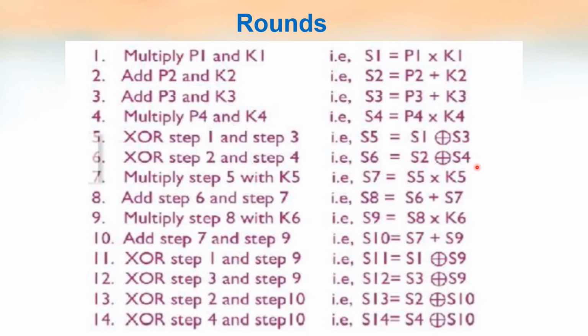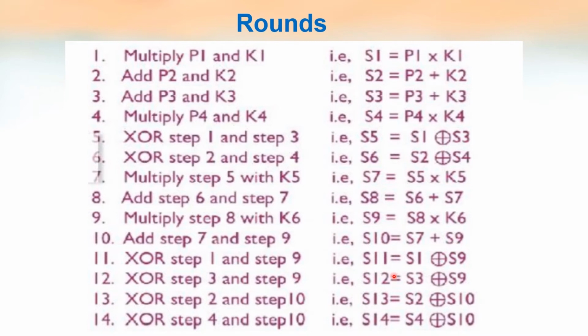Now we have to use the keys K5 and K6. So S7 equal to step 5 multiplied by K5. Then S8 equal to S6 plus S7. Then S9, here we use the key K6, equal to S8 into K6. S10, step 10, equal to S7 plus S9.